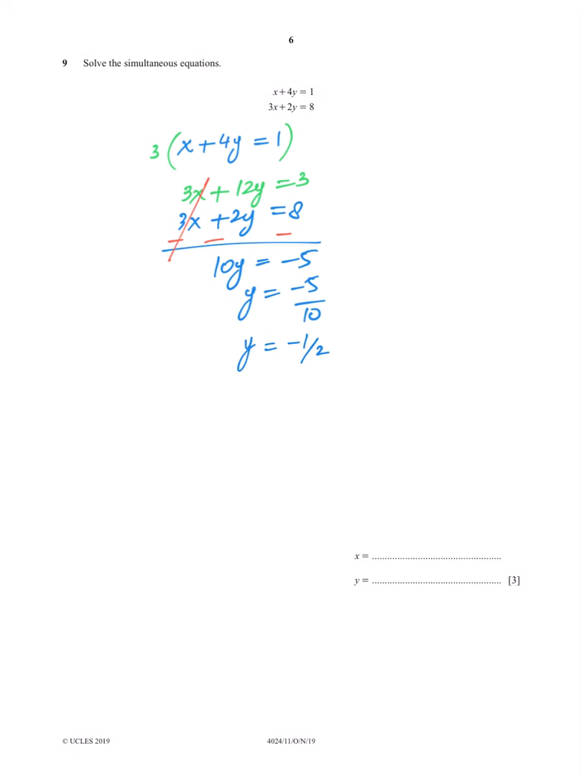Now you can place the value of y in any equation. So I will pick the first one, x plus 4y equals 1. And the value of y is minus 1 upon 2, which I am using in the first equation. So that will be x plus 4 times minus 1 upon 2, 2 ones are 2, 2 twos are 4, so x minus 2 equals 1, and x equals 3. So these are the values of x and y.